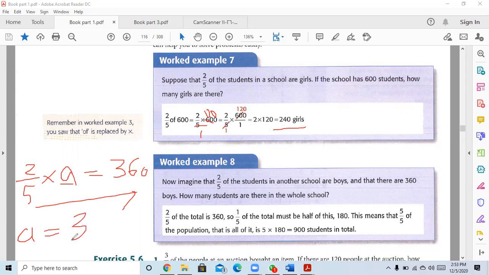Here is 360 multiplied by 5, divided by 2. So 360 divided by 2 is equal to 180. 2 multiplied by 1 is 2, so 180 times 2 equals 360. Okay, 180 multiplied by 5.